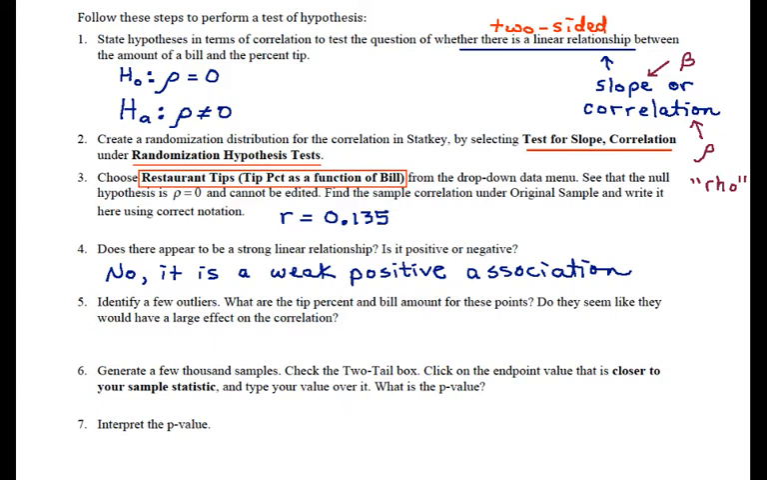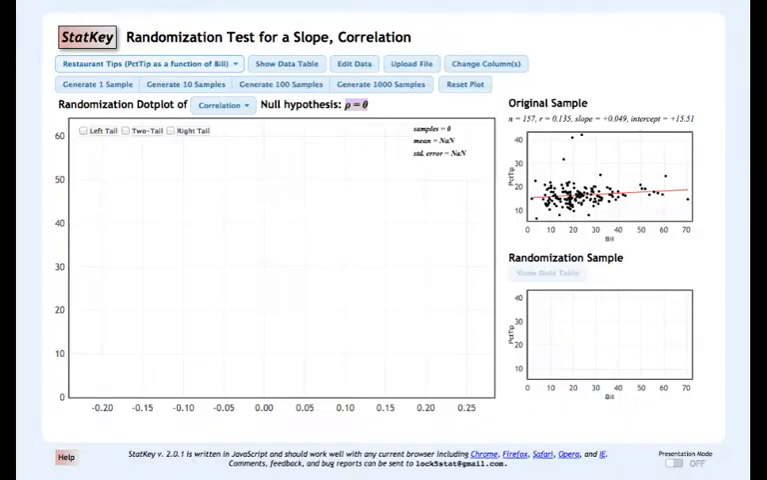Identify a few outliers. We want to see if we have any evidence that maybe our non-zero correlation is just due to one or two outliers. I can see that these two points up here are the biggest outliers. They don't seem to have a huge effect on that correlation. If anything, they're probably bringing it closer to 0 since they are so far away from that line, but they don't seem to be affecting the slope at all.